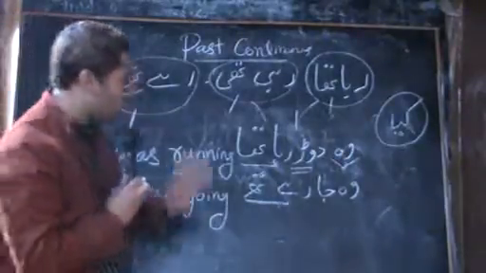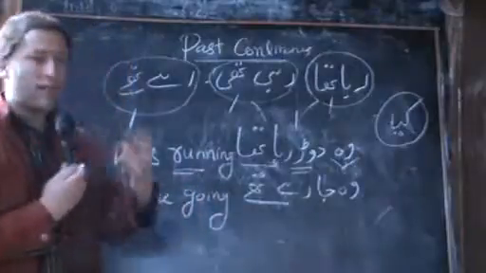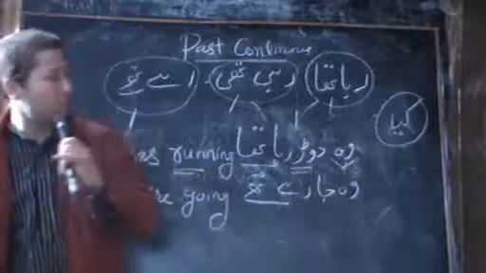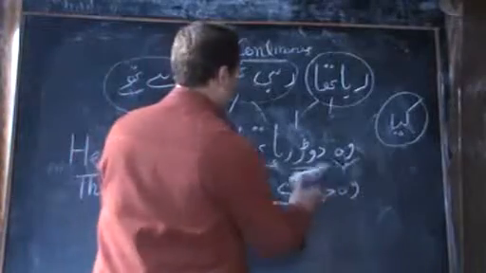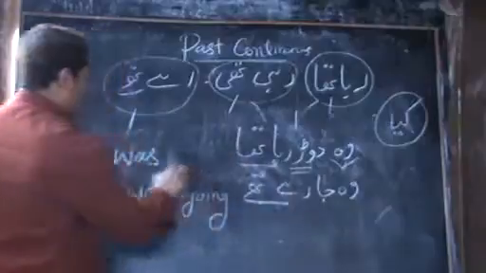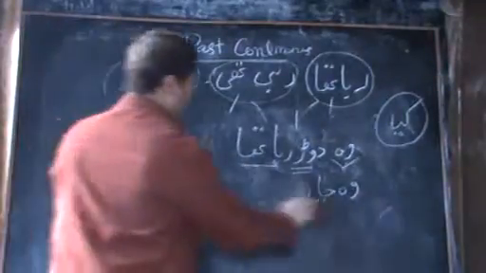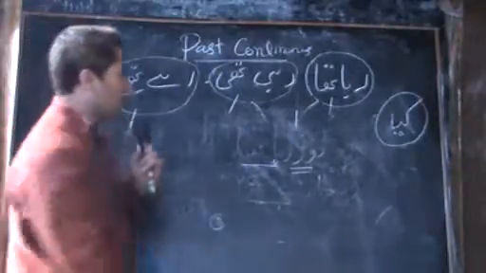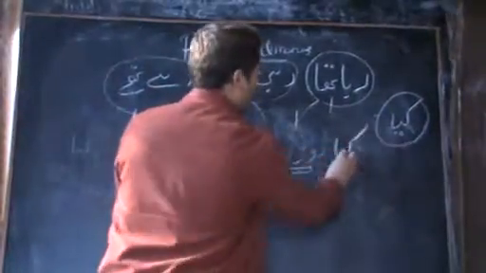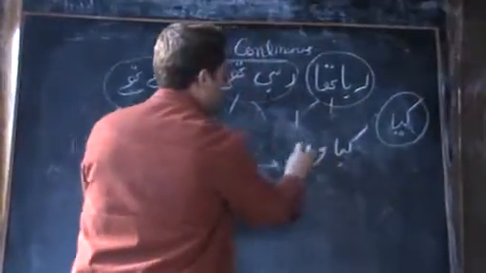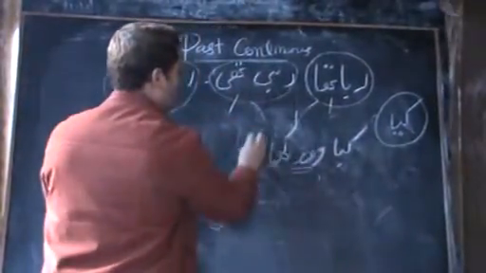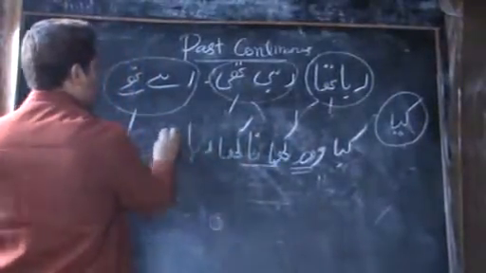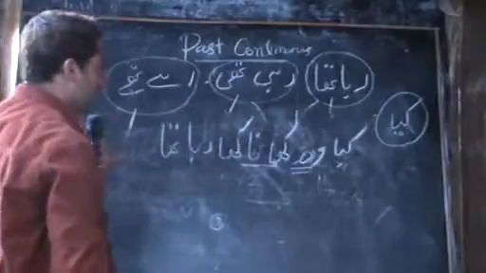Now we will take one more example, which is how to make negative or how to make interrogative, and what will be the position of the interrogative. We will just take the same sentences. We'll write here, क्या वो खाना खा रहा था? क्या वो खाना खा रहा था?